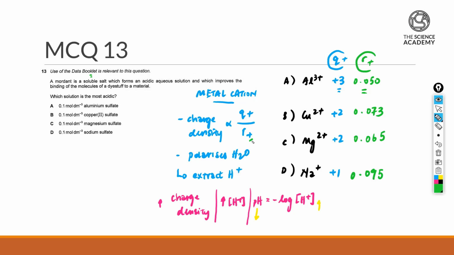And again, if cationic radius is inversely proportionate to charge density, and cationic charge is proportional to charge density, I'll say that aluminum ends up being the one that has the highest charge density here. And with that, it will extract the most amount of proton from water, resulting in a very acidic solution. So the answer for this question here is A.